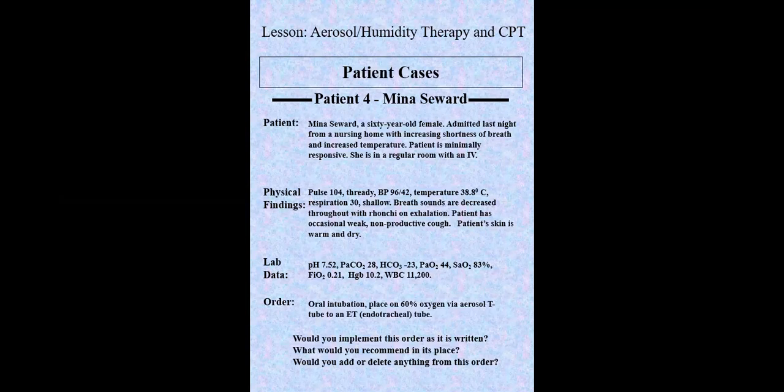What is her ABG? Uncompensated respiratory alkalosis. pH is alkaline. CO2 is alkaline. Bicarb is normal, 22 to 26. It's not out of normal range. It's normal. So there is no compensation going on. So it's just uncompensated respiratory alkalosis.